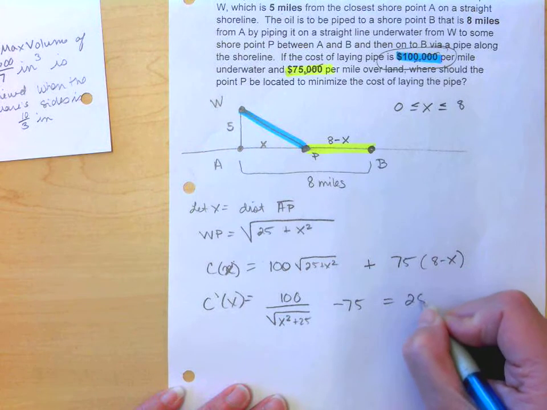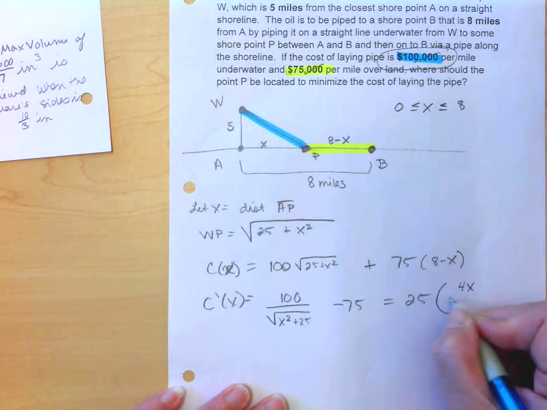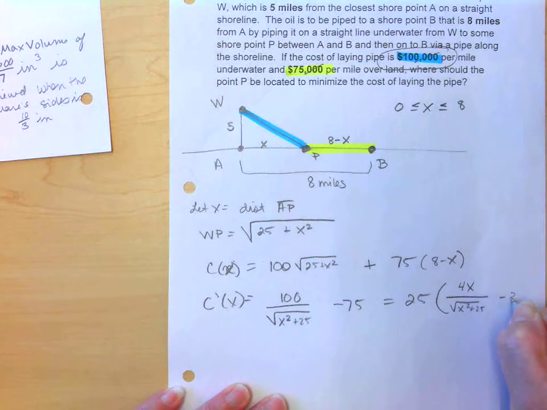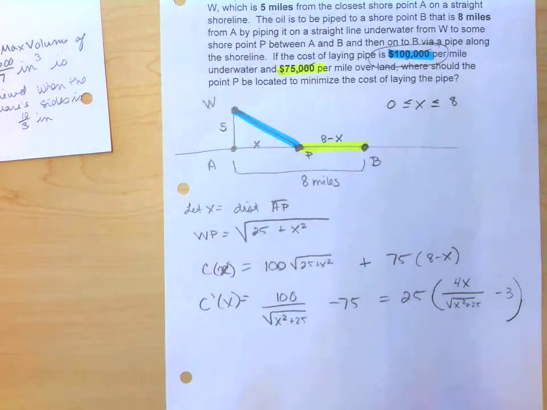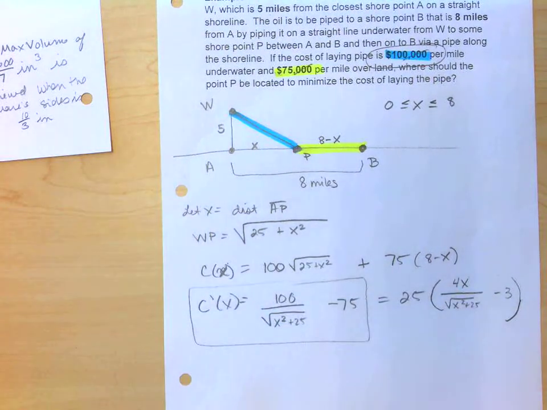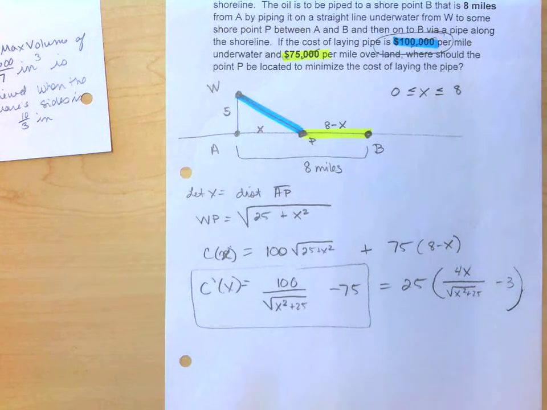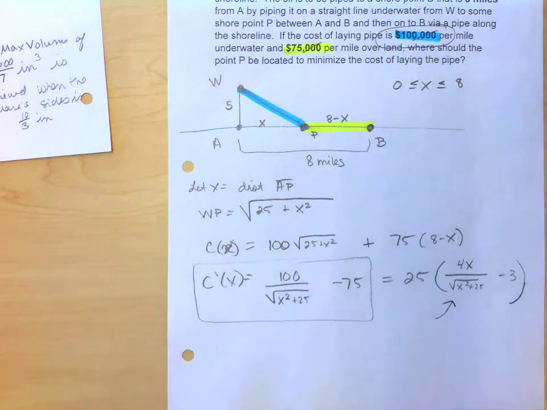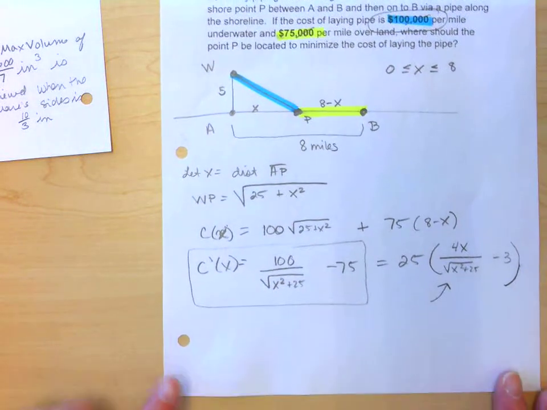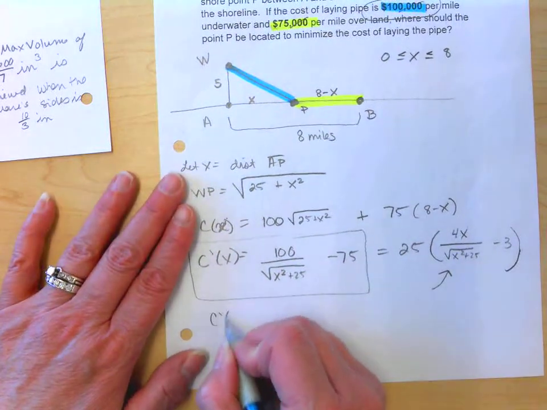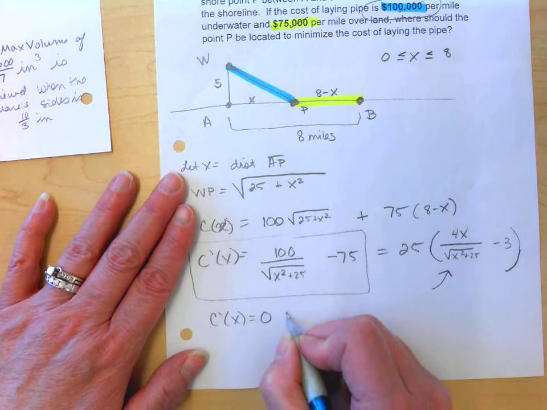If you have a question on how to do the derivative, please ask in class. But we'd get this derivative, and I could simplify it by factoring out a 25. What happens when we set this to 0? I'm going to use this form of the equation to set to 0, because now all I have to use is that piece in the parentheses.